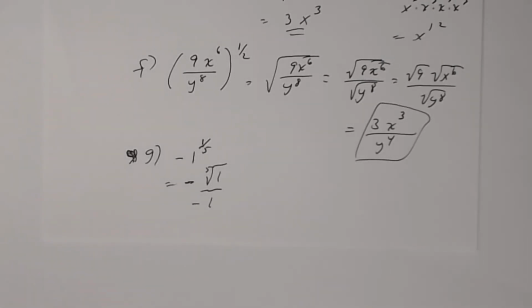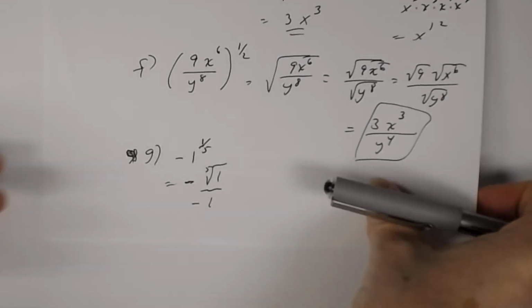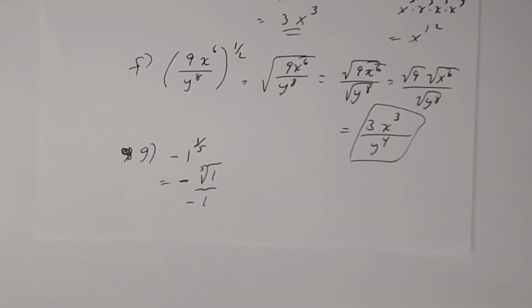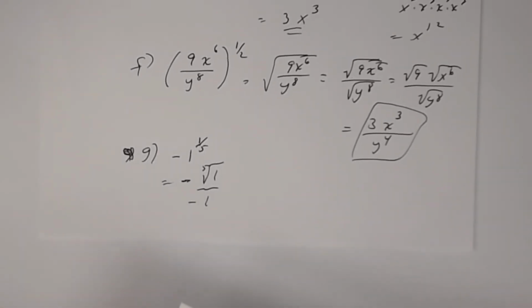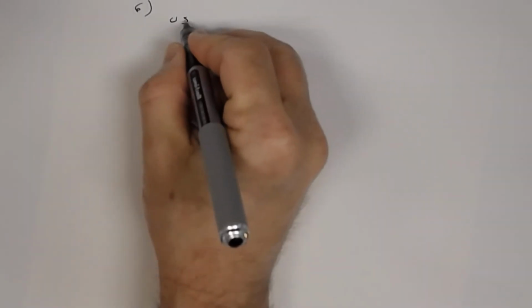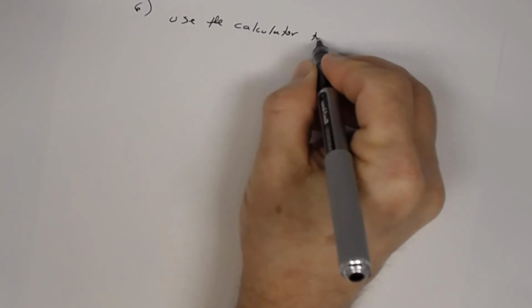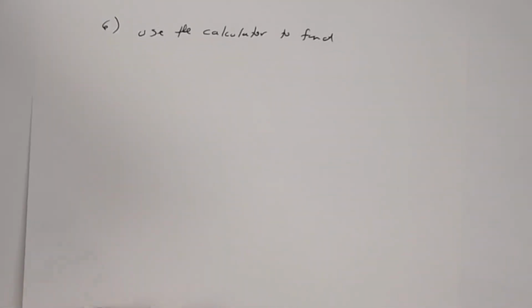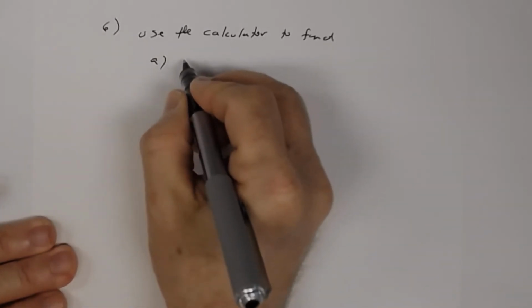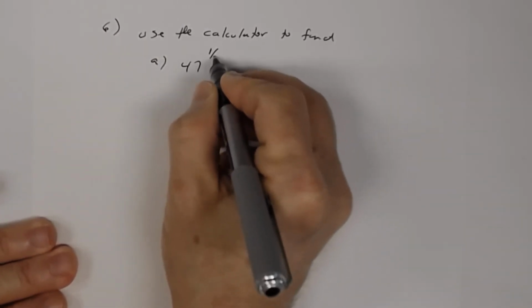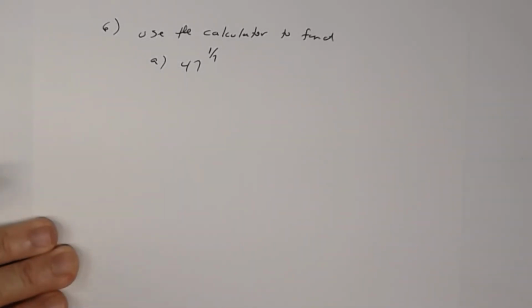And okay, so there might be some situations, and let me go ahead and write this as number 6. So there might be some situations where they might ask you to use your calculator. So let me just show you how to do that. So number 6 is going to say use the calculator to find. And then let's look at letter A. So letter A, let's suppose we have 47 to the 1/7 power.